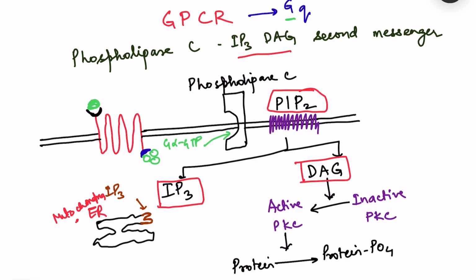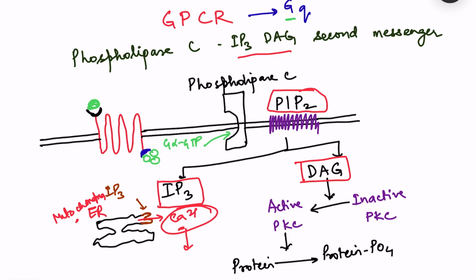IP3 binds to it and causes the release of calcium. Endoplasmic reticulum and mitochondria are storehouses for calcium. So there is a release of calcium and further there are downstream events. So this calcium here also acts as a second messenger, which we will see subsequently.